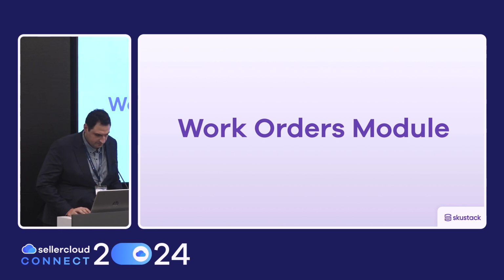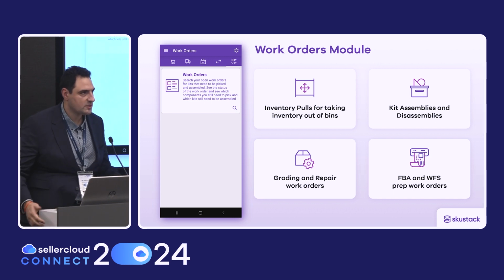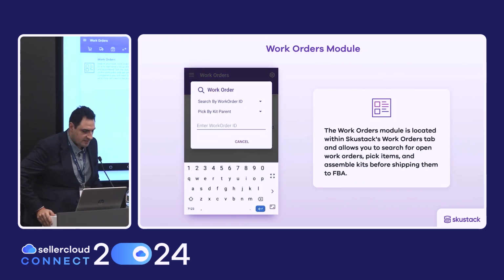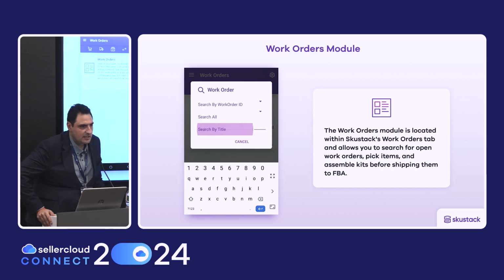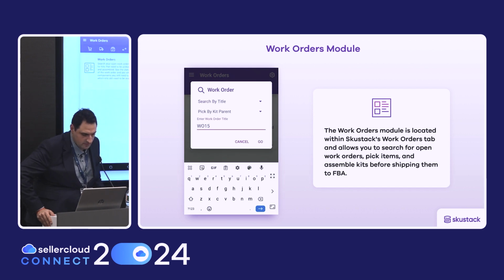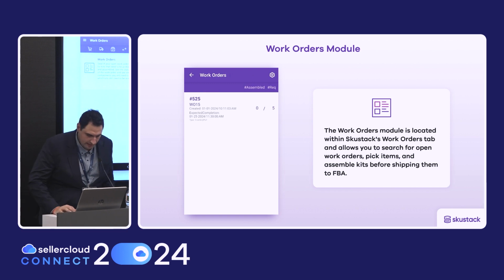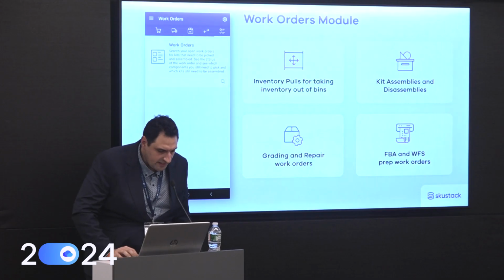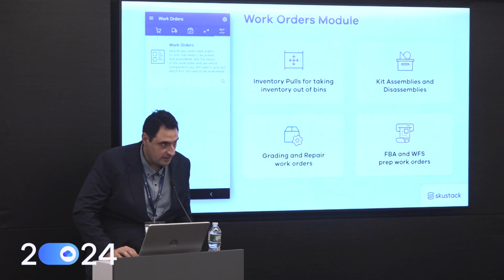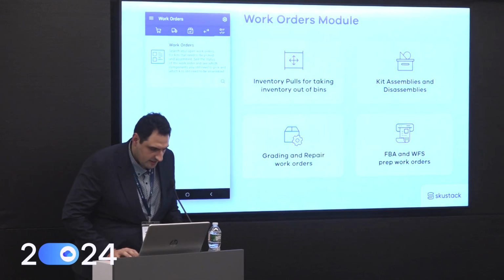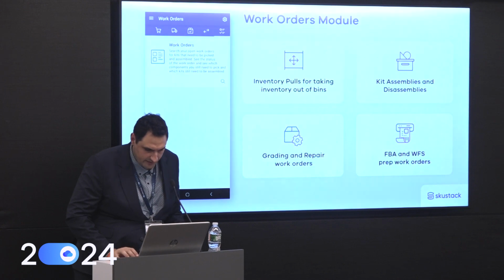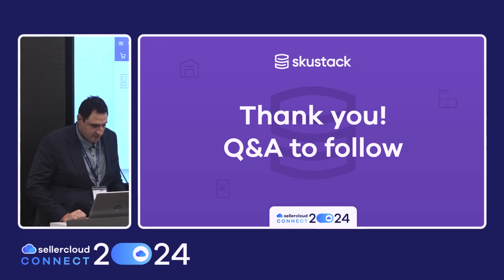work orders module. So within this work orders module, you can create all sorts of work orders. So let's say if you're receiving a purchase order and then you want to either grade the products, or maybe you want to do a kit assembly, which will provide instructions for your warehouse workers on how to build those kits. Or if you're doing FBA shipments or WFS shipments, you can prep those. The grading and repair work orders is the latest addition to this module, and it's really, really handy. That's pretty much it. Thank you.